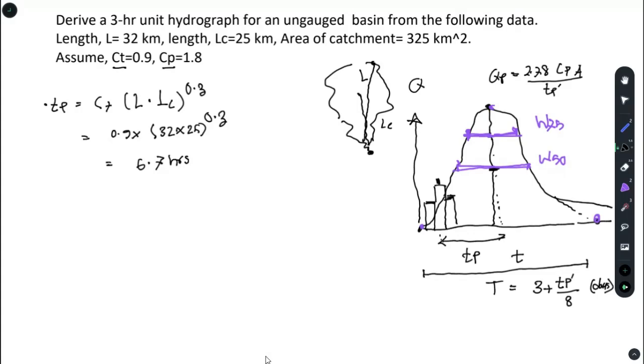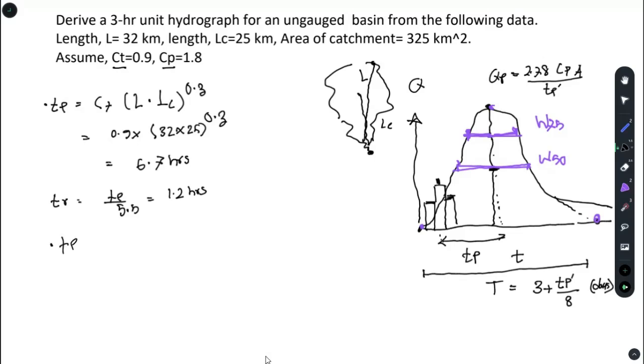Later you want to get the rainfall duration. Rainfall duration will be TP over 5.5. It is a formula, and you get 1.2 hours. But here, we are interested in a rainfall event of 3 hours. So we need to modify the TP we have.